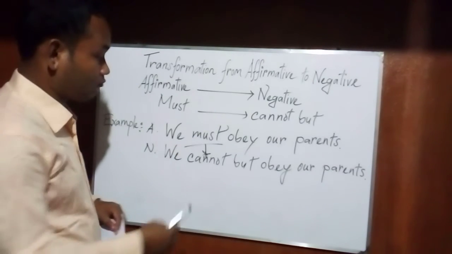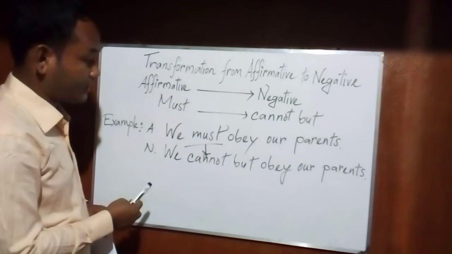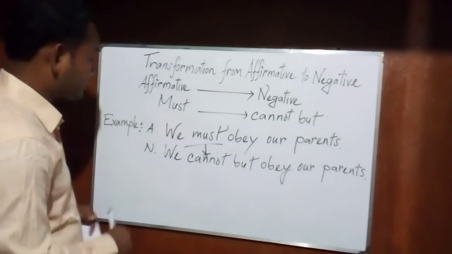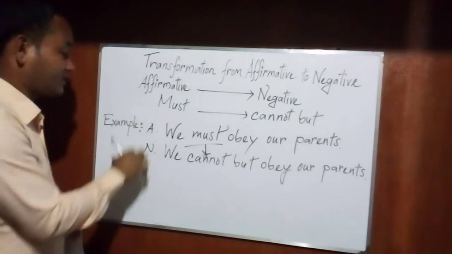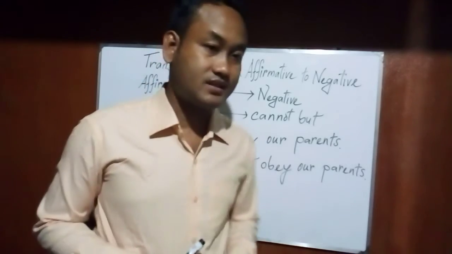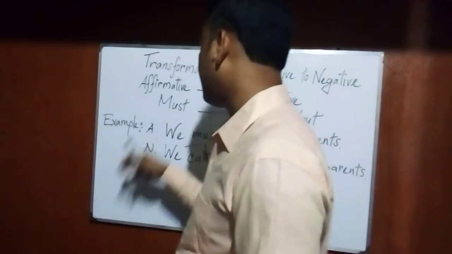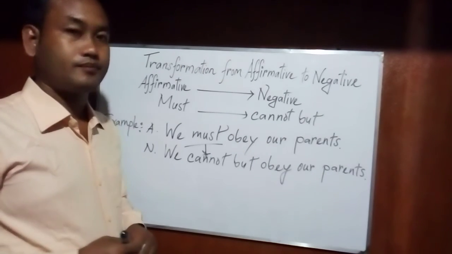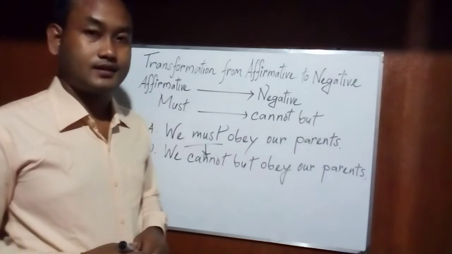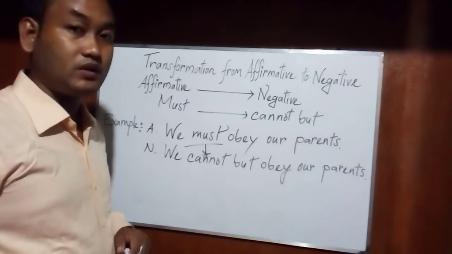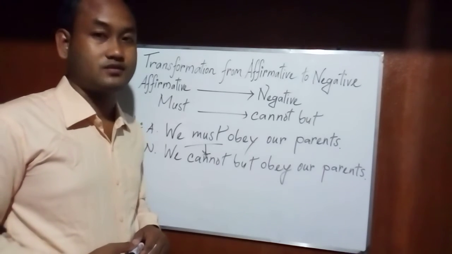We can boycott must, and we can use cannot but instead of must. Then, thus, you can change this affirmative sentence into negative. Very easy. That means must out, cannot but in. Okay. Very easy. If you concentrate on my teaching, I think you will do best in future.